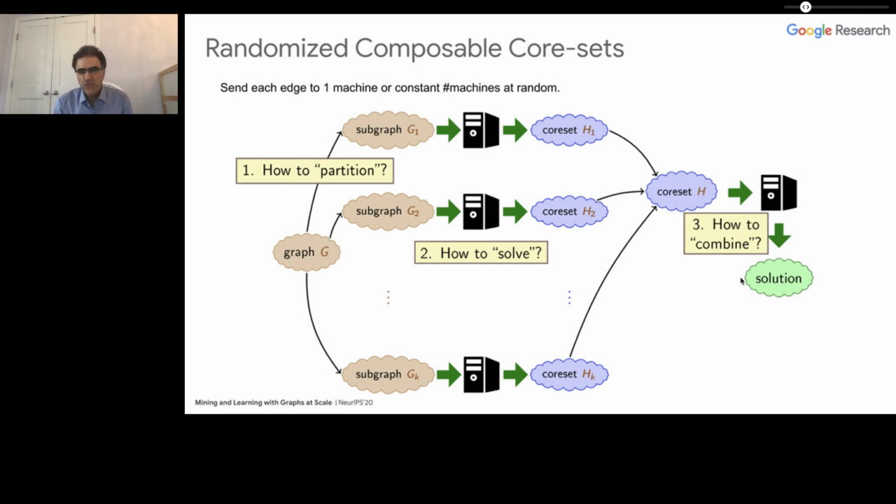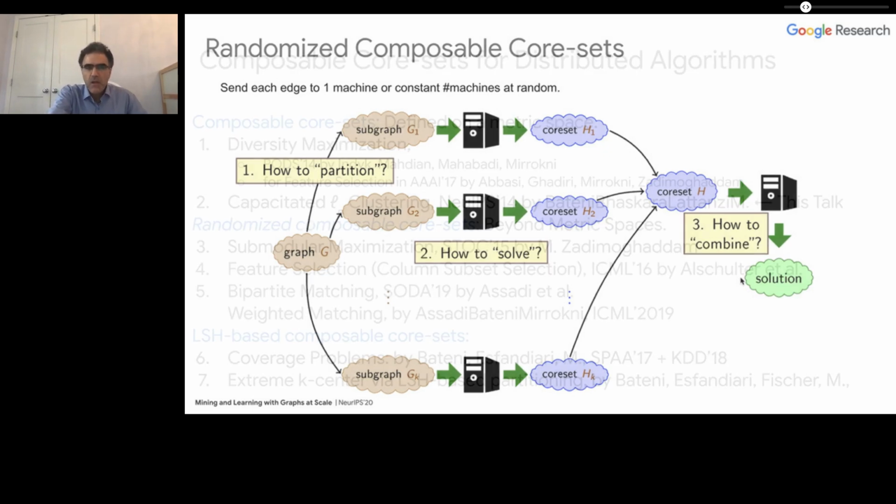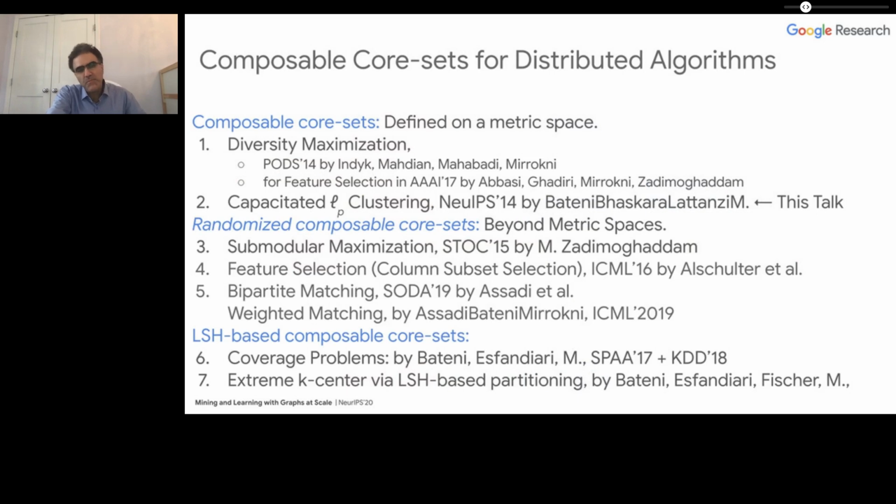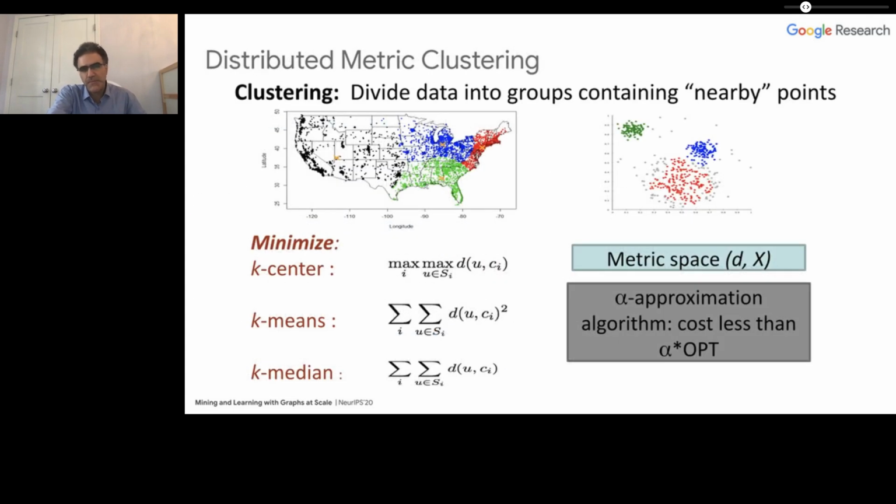The things that we have to solve in designing a randomized composable coreset algorithm for a problem is to decide how to partition the original graph, how to solve the problem on each machine, and also how to combine the solutions to compute one final solution. That's what we do for many problems, like diversity maximization, submodular maximization, and clustering problems. Let me tell you about two of those clustering applications.